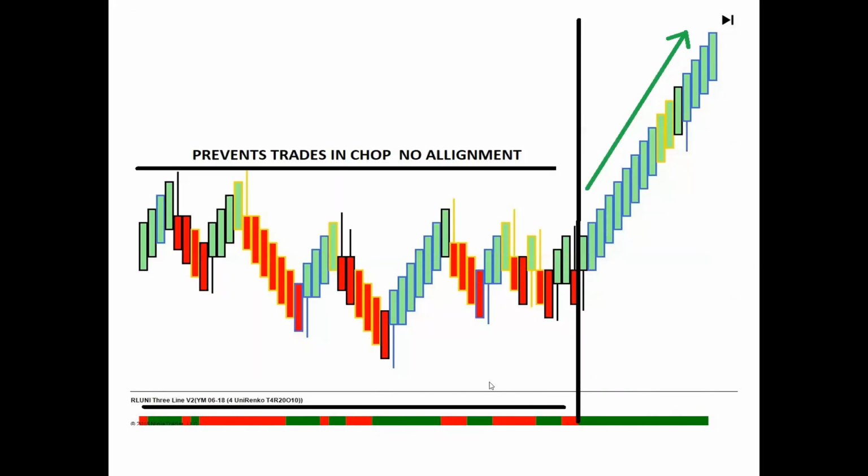Now you're going to see it's going to get easier and easier to make an assessment of chop as we add lines. Then when we get big money to keep order flow aligned to the upside, price is going to rise.